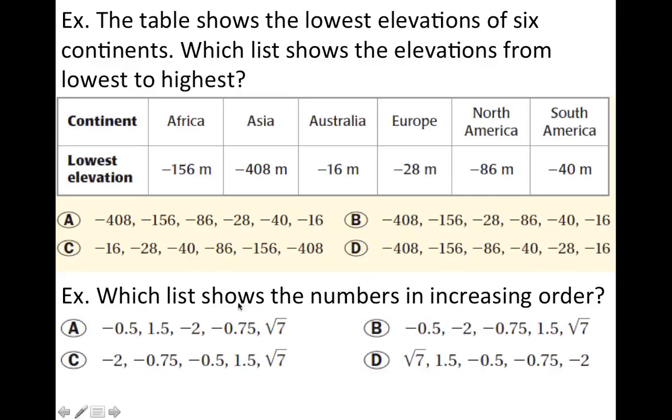The bottom example, which list shows the numbers in increasing order? That means we need to go from lowest to highest again. So we need to look to see which one starts with the least negative number. And since we have two negative numbers, 0.5 and 0.2, this makes it really easy because only one of them starts with negative 2, so our answer is C.